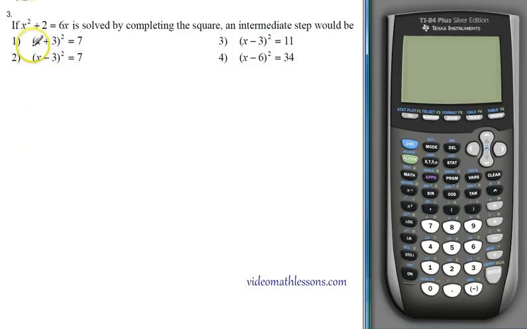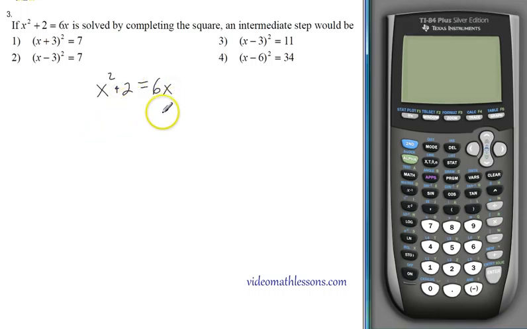Now, they give us this problem, x squared plus 2 equals 6x. They want you to solve it by completing the square. They want to know what step would be in the middle of the problem, or which of these is in the problem somewhere. So that's how they do it. So if we take a look at the original, so I have x squared plus 2 equals 6x.